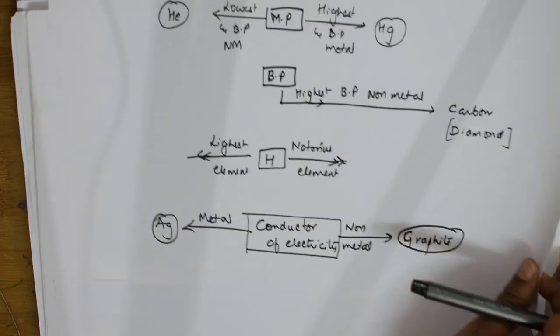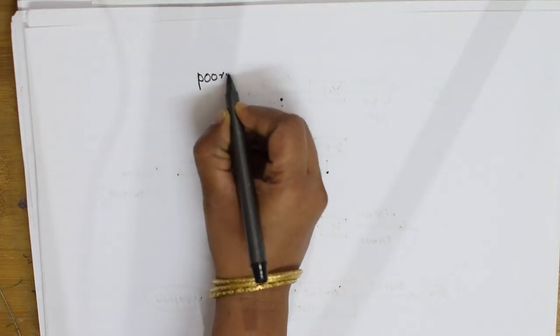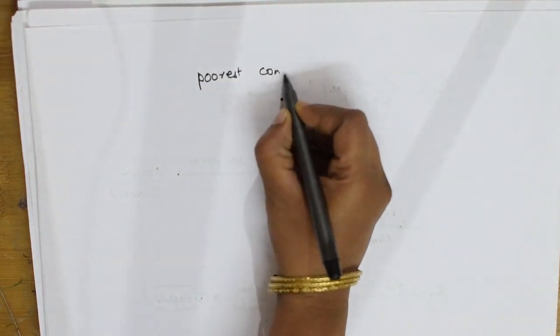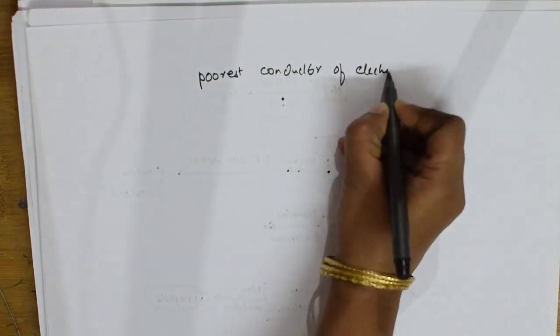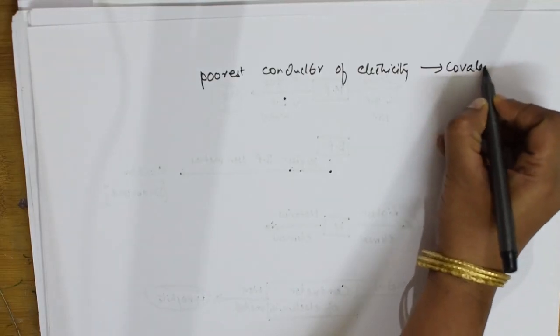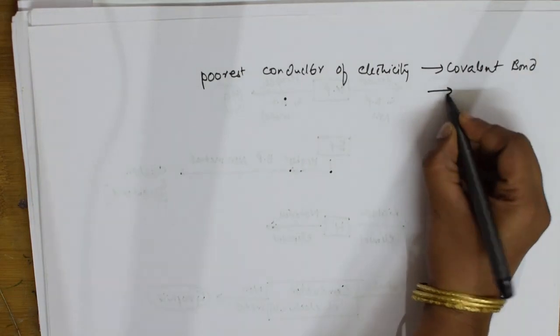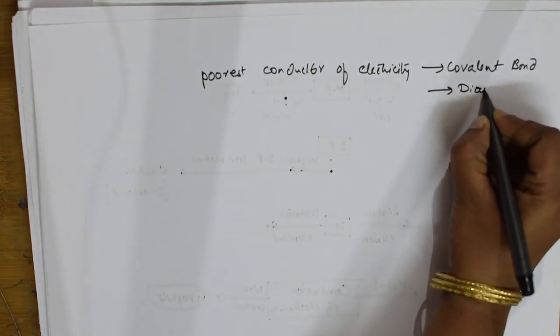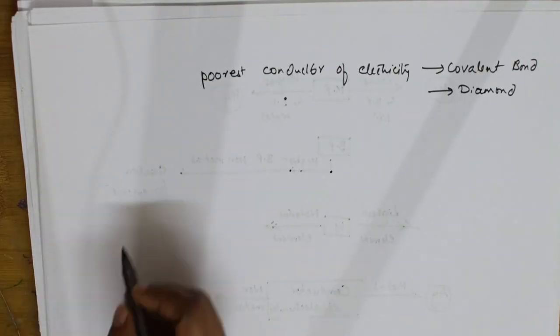Let me take one more very important related to this: the poorest conductor of electricity. As you know, it is nothing but diamond. It has covalent bond formation in that, tightly packed. Hence, the poorest conductor of electricity is diamond.